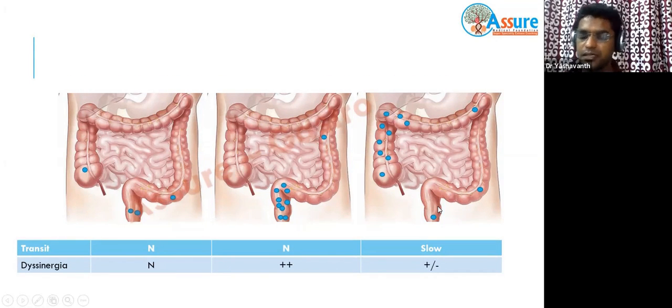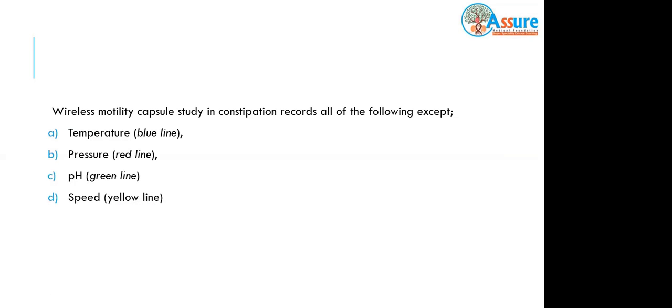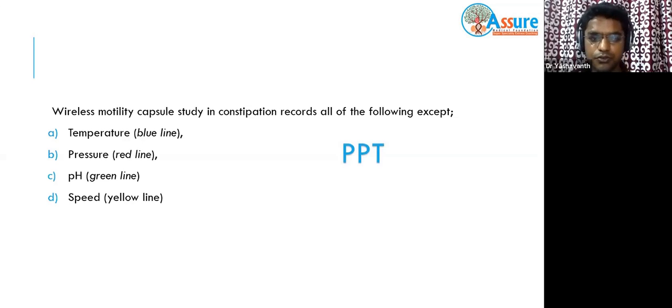So from a practical point of view, you might have to take X-rays a few days later or a few hours later, so that once they reach here, do they pass or do they stay back there? Okay. So this is one more point I want you to know. Wireless motility capsule in constipation records all of the following except: speed, D. Very good. Okay, so you can remember it as PPT: pH, pressure, temperature. So speed is not there.